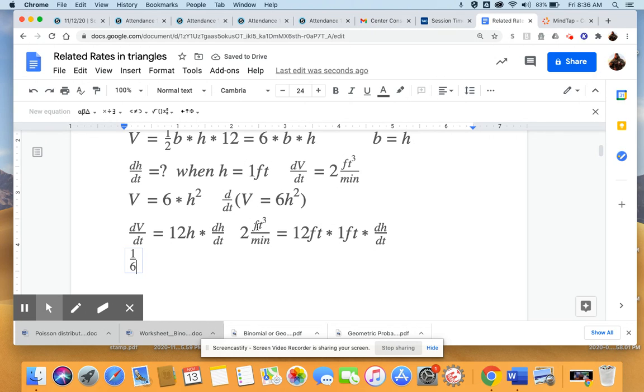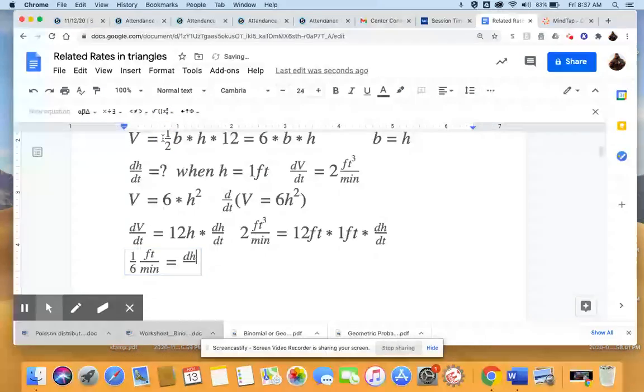We've got a unit of feet cubed here. We've got feet times feet here is feet squared. Feet cubed divided by feet squared is going to give us just feet, per minute, equals our fraction dh over dt.